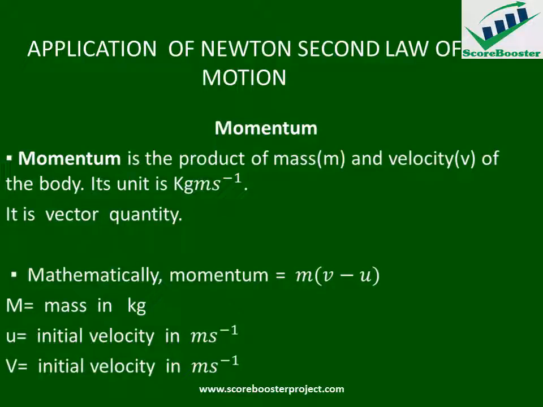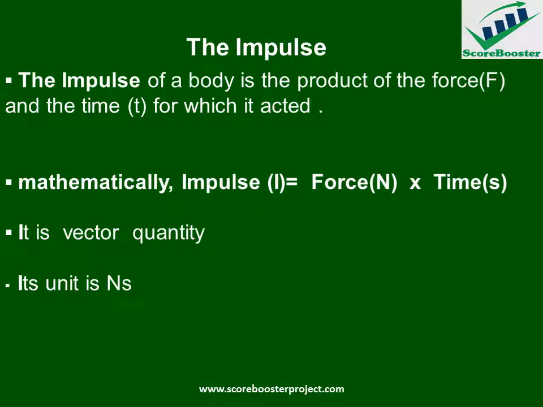That is mass times change in velocity. m in this case is mass in kilogram, u is initial velocity in meter per second, while v is the final velocity in meter per second. Having understood the concept of momentum, the next thing we shall be considering is the impulse.